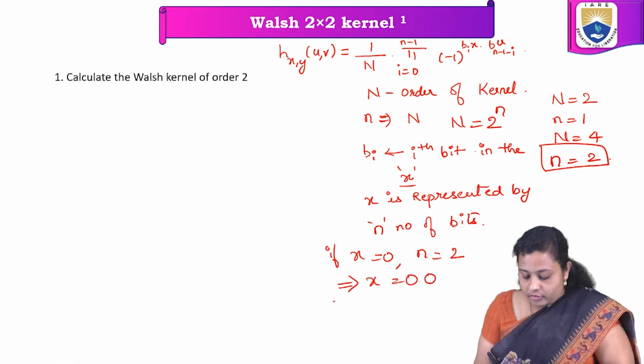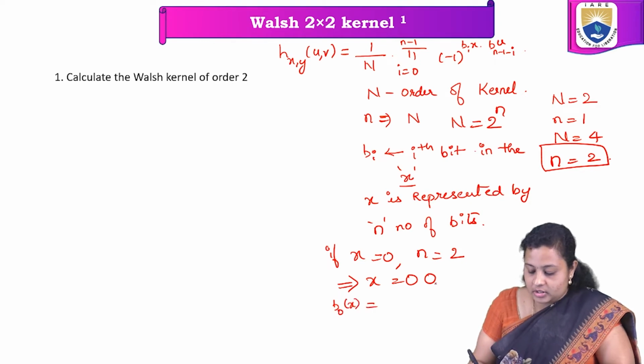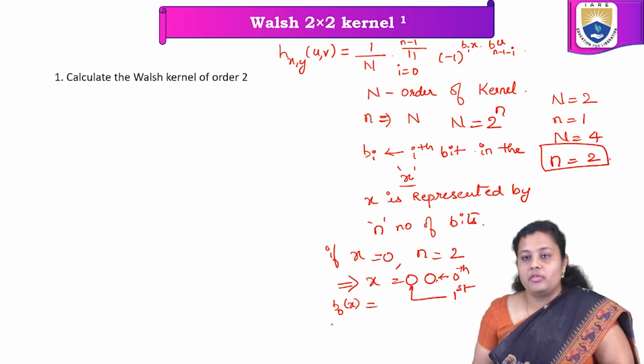Right? Now, if I say b naught of x, this is the 0th bit and this is the first bit. So if I write b naught of x, then this is the 0th bit that we are referring to, which is equal to 0 in this case.